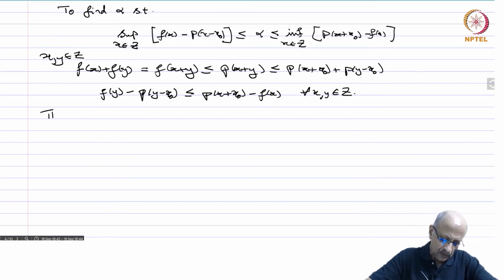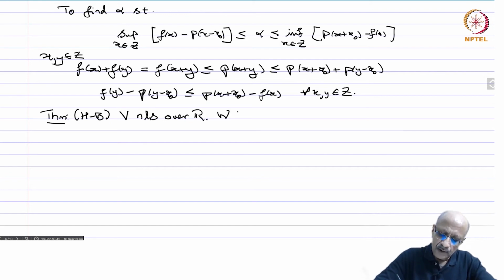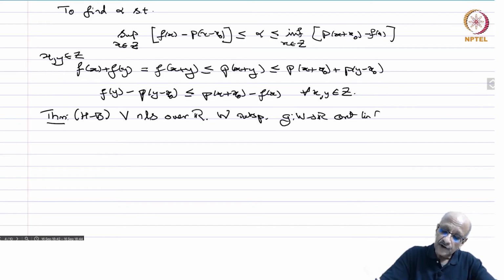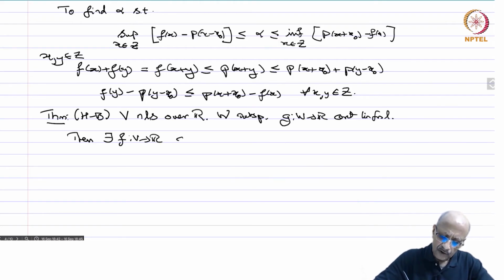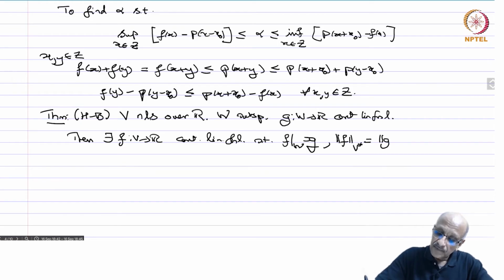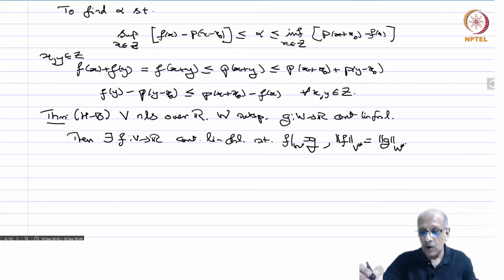Okay. So, now we have the theorem. I will again call it Hahn-Banach. V a normed linear space over R, W a subspace, and G from W to R a continuous linear functional. Then there exists f from V to R, a continuous linear functional, such that f restricted to W is G, that is, it is an extension, and as a bonus we also have that the norm of f in the dual space is nothing but the norm of G in W star. So, we can preserve the norm of the linear functional. So, not only can we extend it, we can also do it without the norm going out of control.